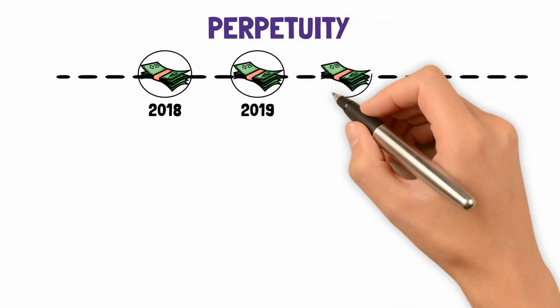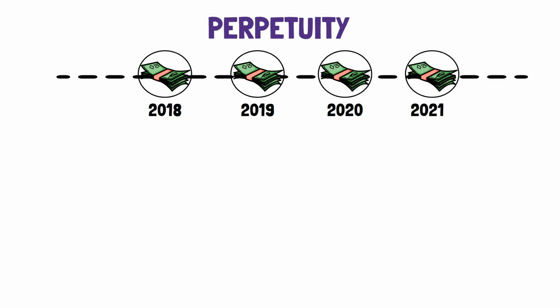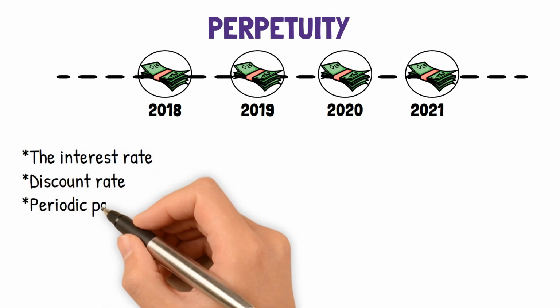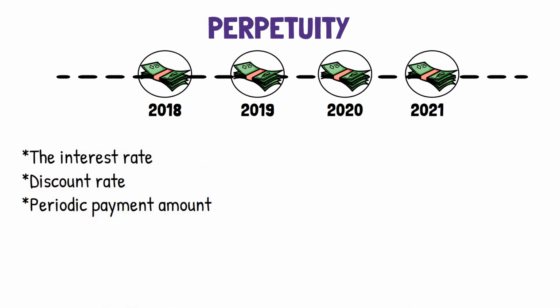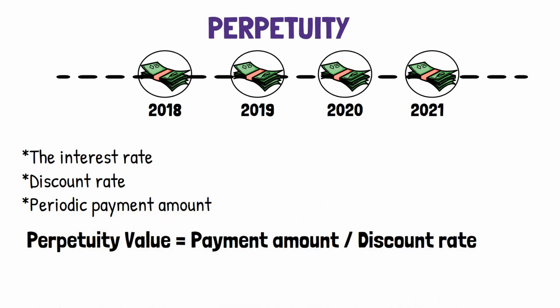Perpetuity. A perpetuity is a financial instrument that pays a fixed amount of money at fixed intervals indefinitely or perpetually. It is an annuity with no end date and pays a fixed amount of money regularly, such as monthly or annually. The perpetuity value can be calculated using a formula that considers the interest rate, discount rate, and periodic payment amount. The formula is perpetuity value equals payment amount divided by the discount rate.